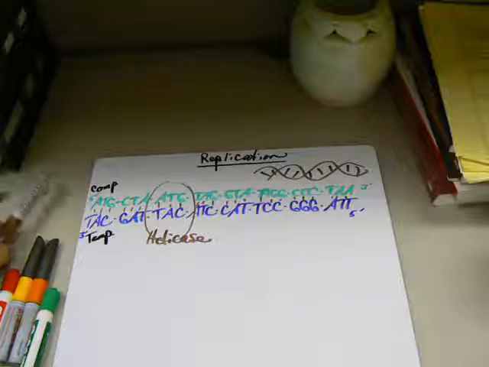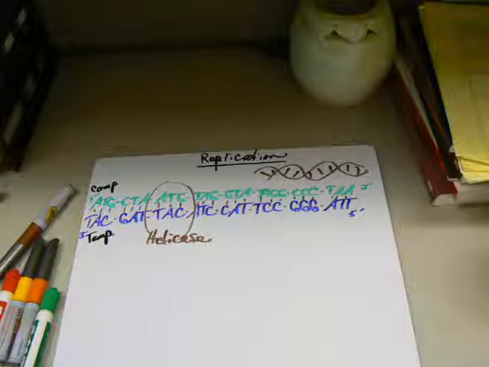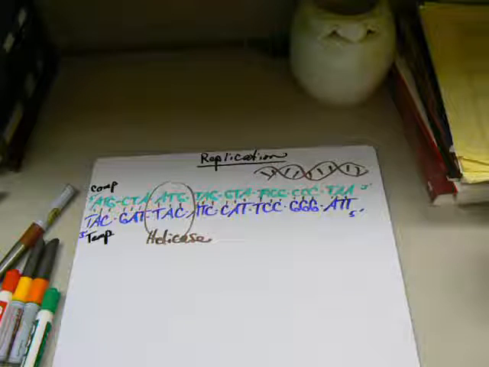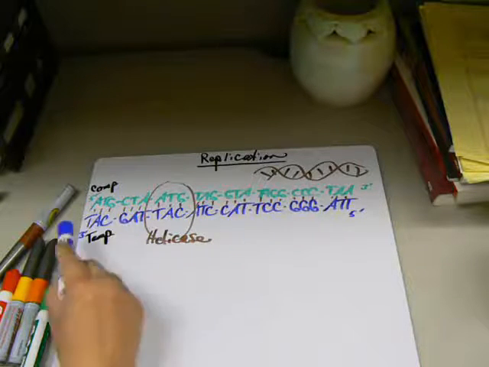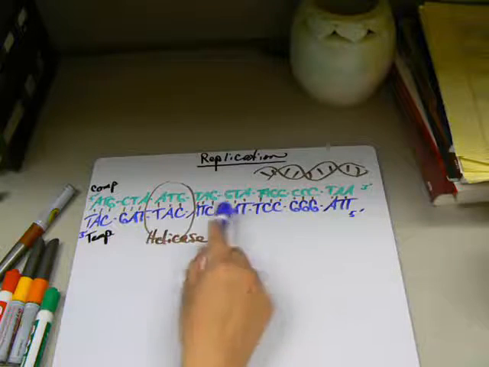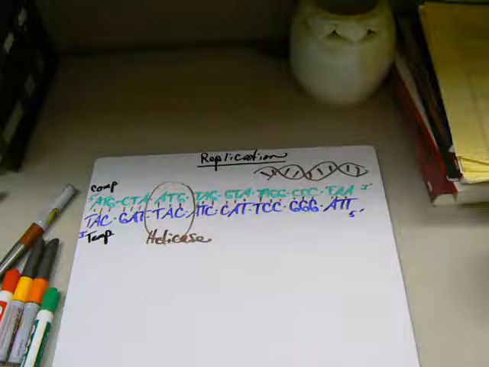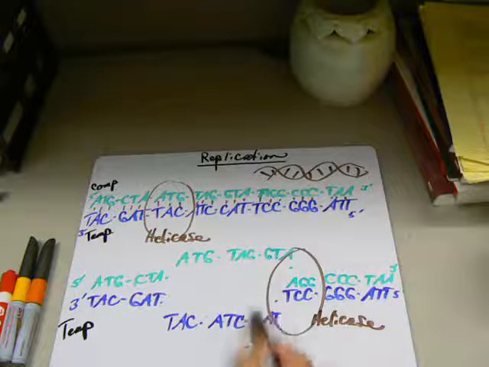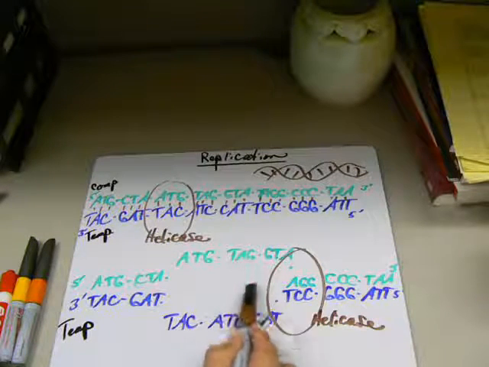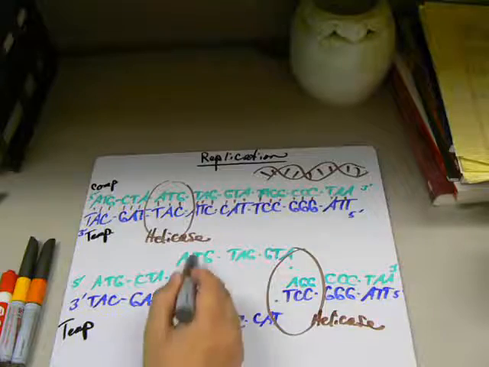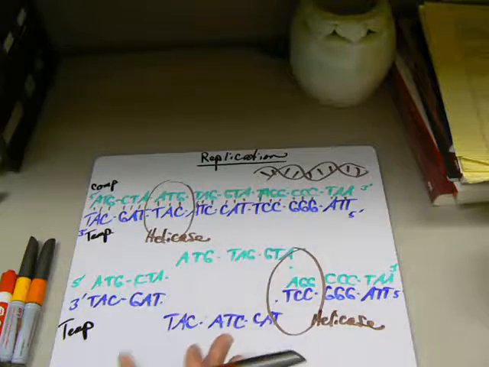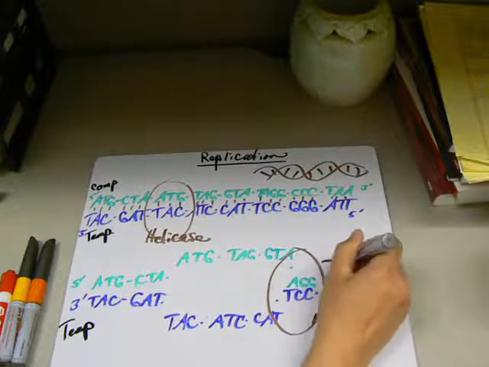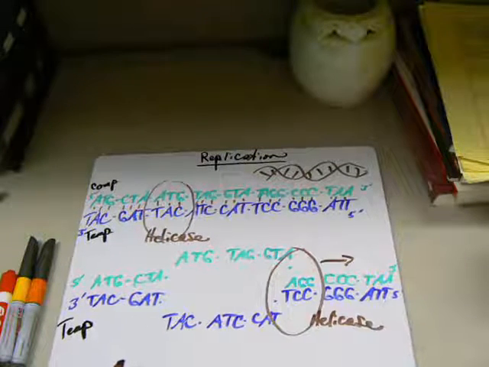So once helicase does that, I'm going to go ahead and pause the video and draw this in so you don't spend a whole lot of time watching, but it's going to break these two bonds, and I'm going to draw these in with the bonds separated. So helicase has broken the bonds between these nucleotides in the DNA, and we've opened it up, and we've got kind of a bubble here. And we're going to say that the helicase is going this direction.